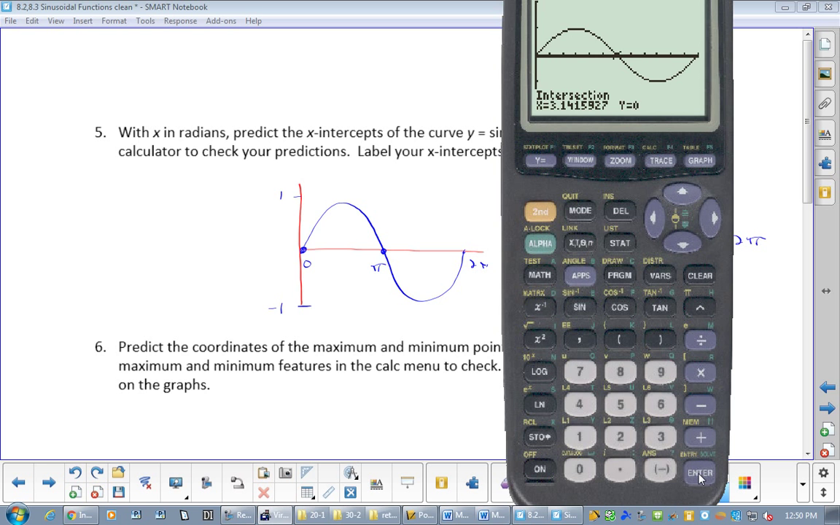Okay, and then I'm going to go find the other one, 5. We should be getting 6.28, right? That's 2 pi. And you just have to get it farther than half, so you're a very lazy spider.